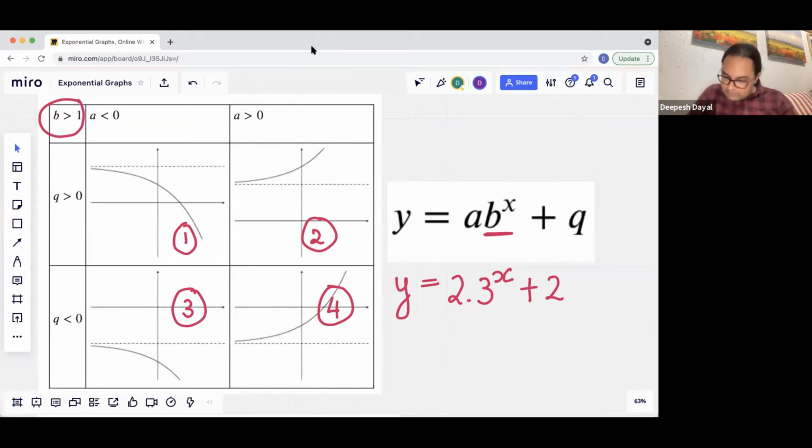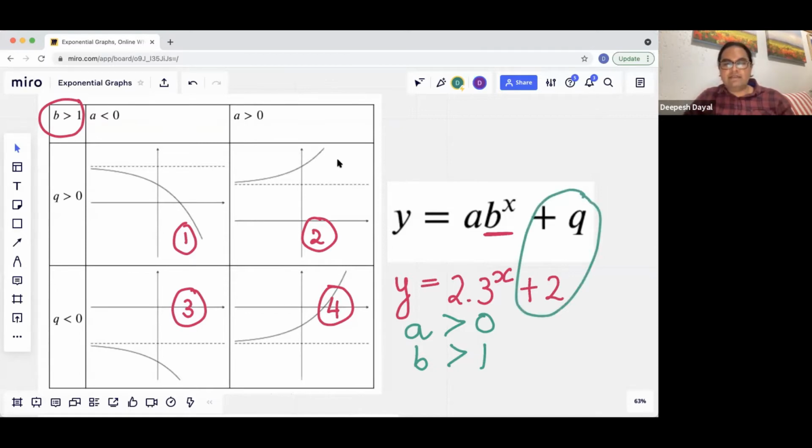So we said a is positive. By positive, I mean greater than 0, right? Is b greater than 1? Yes, b is greater than 1. Good. What about q? Is q greater than 0 or less than 0? Here's the q. The q here is 2, right? Is it greater than 0 or less than 0? Greater than, because it's positive here.